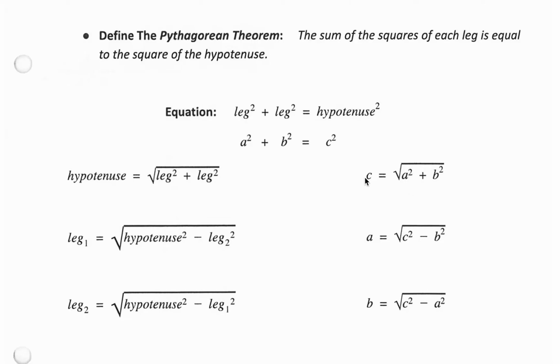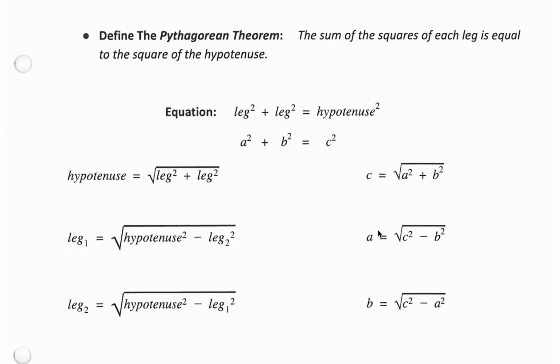If you want to solve for the hypotenuse, square your legs and add them together and then square root. If you want to solve for a leg, make sure that you subtract the leg squared from the hypotenuse squared. Again, making sure that you square your hypotenuse and your leg first before you subtract. So the big difference there is the addition and the subtraction.